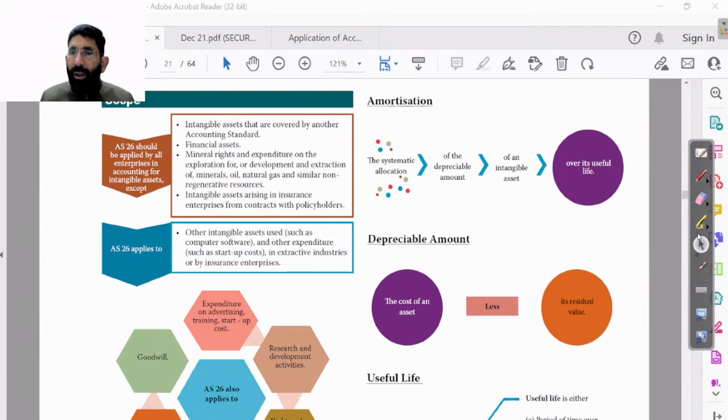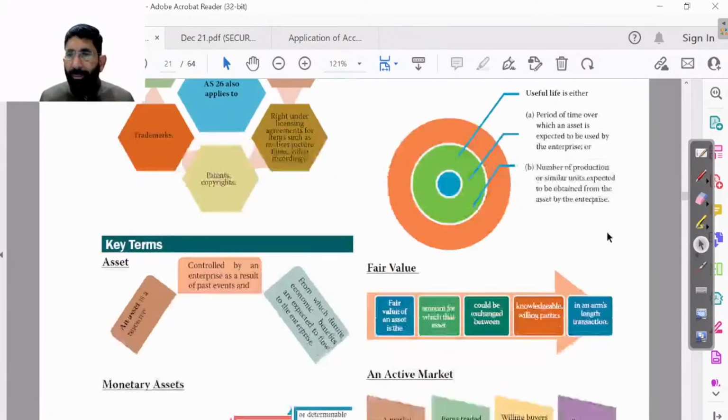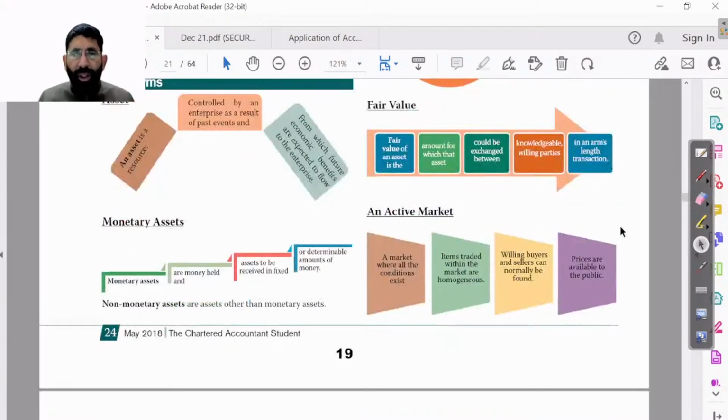Okay. So I think all is read by all the students. Monetary assets are money held and assets to be received in fixed or determinable amount of money. And non-monetary assets are other than monetary assets. So those which have some fixed money value, assets to be received in fixed or determinable amount of money, are named as monetary assets. Those which don't have any money value are named as non-monetary assets. We will take some examples in future.